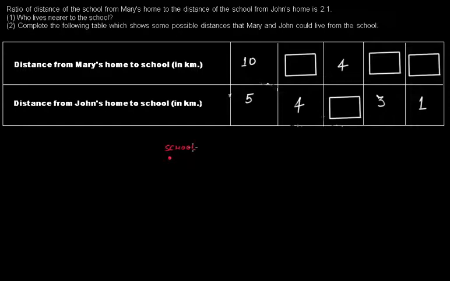and this is Mary's home, and this is, let's say, somewhere here, John's home, let's suppose. Now, if this is Mary's home and this is John's home, the distance it's talking about is from Mary's home to the school, and the distance of the school from John's home, right?